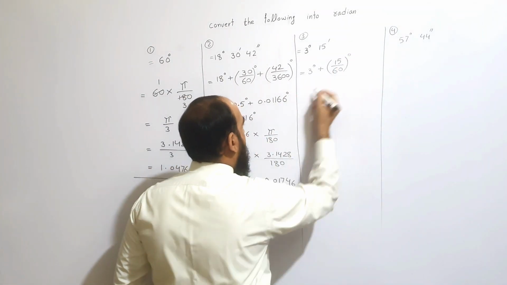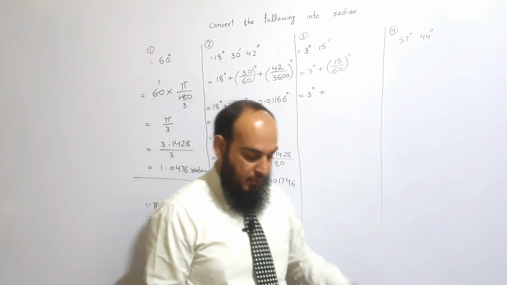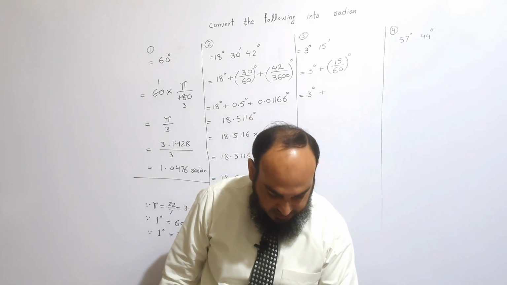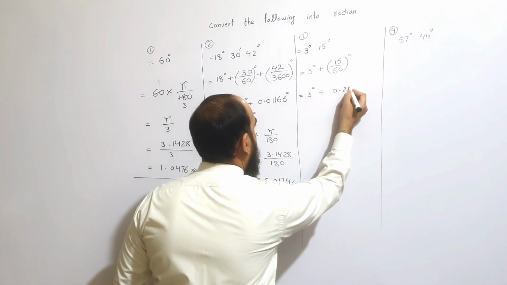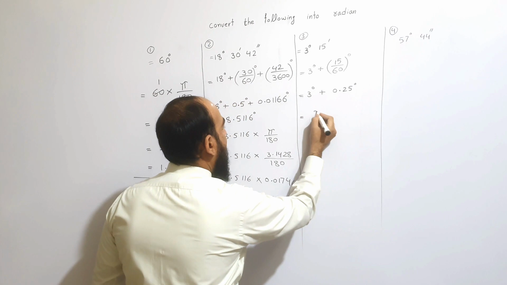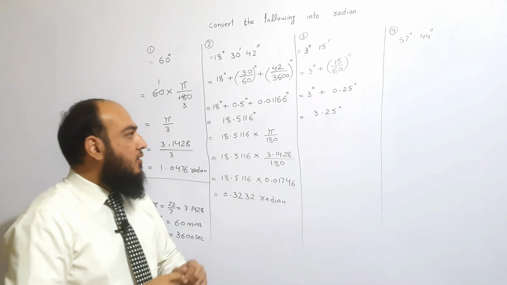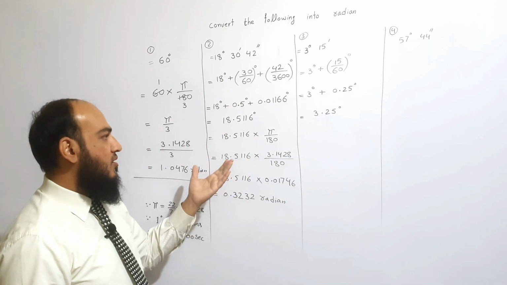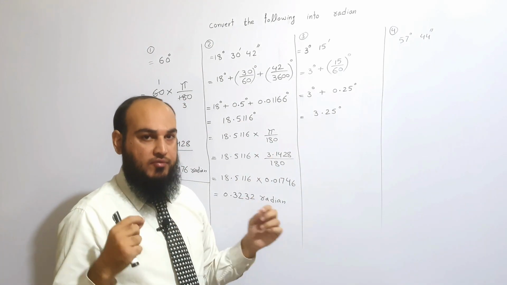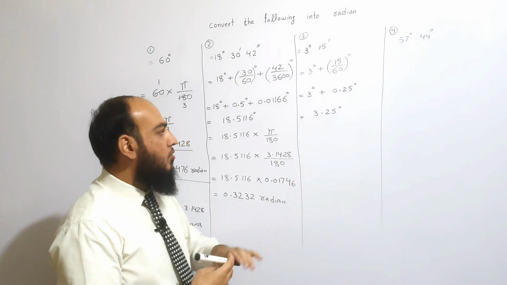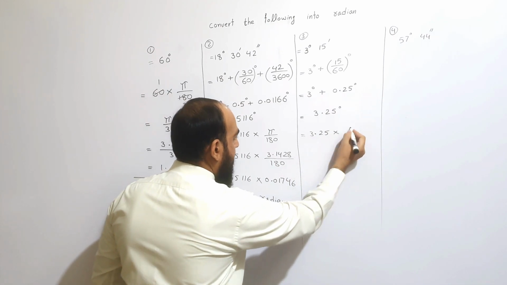Okay, now it is in the form of degree. 3 degree plus, now divide 15 by 60, then you will get 0.25 degree. Then you add them, you will get 3.25 degree. Same as previous 2 questions. If you have any question in the form of degree, only degree, then you have to convert it in radian simply by multiplying it with pi over 180.